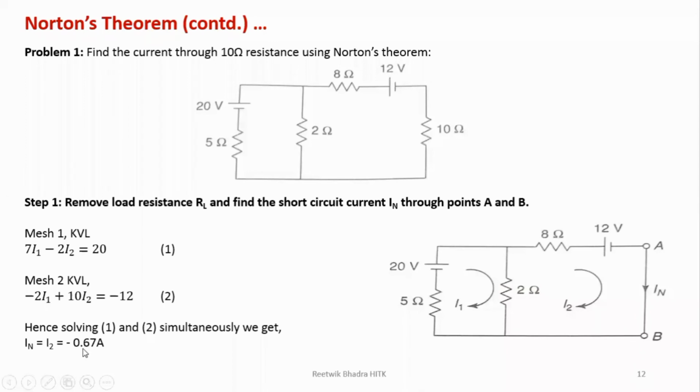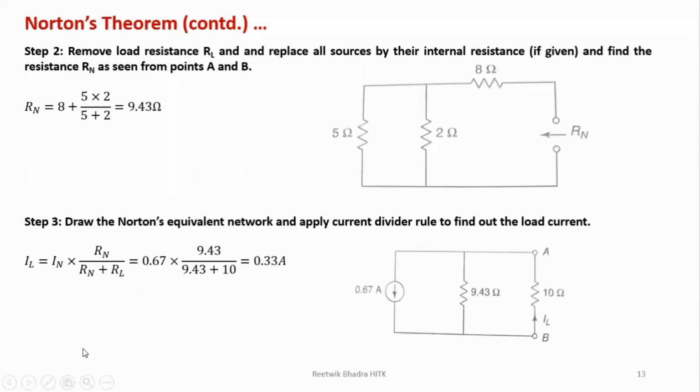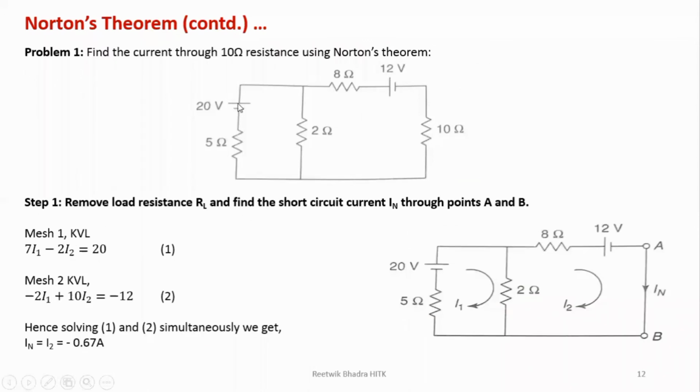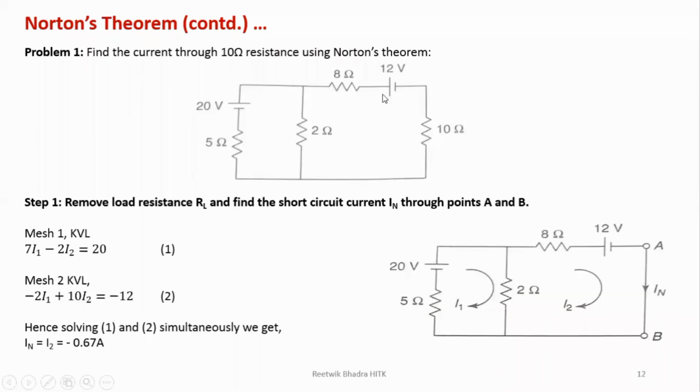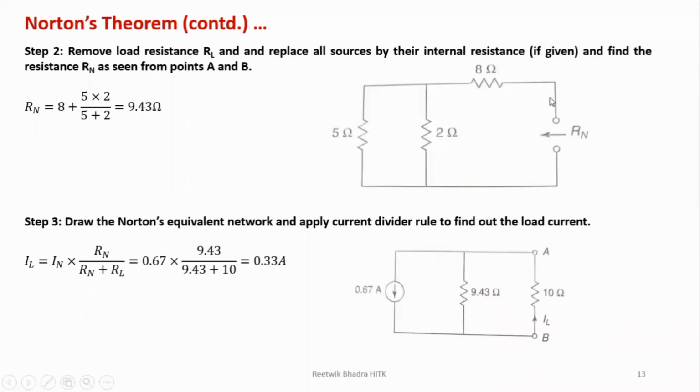So over here we are getting IN. Next step, what? Same thing. We'll remove all our sources. So what is my 20 volt? This is a voltage source, so short circuit this 20 volt. 12 volt will also be short circuited. So 5 and 2 will become in parallel. See, 5 and 2 come in parallel, and then comes your 8 ohm. After that, this point is short, then this point is open. 10 ohm is open. So this point is short, and then this 10 ohm is open.